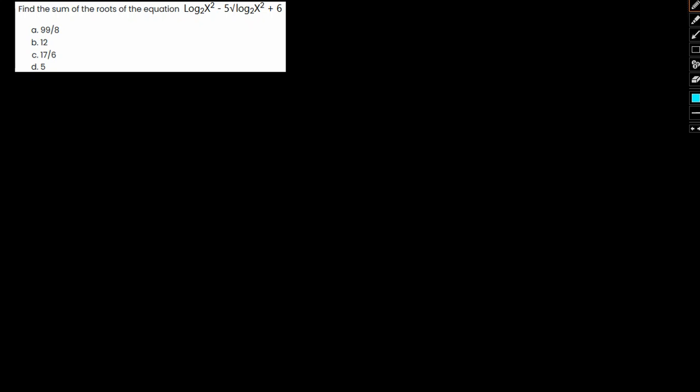Find the sum of the roots of the equation log 2x square minus 5 root under log base 2x square plus 6. Okay, so here let me write the equation: log 2x square minus 5 root under log base 2x square plus 6. So we have to find the sum of the roots of the equation.